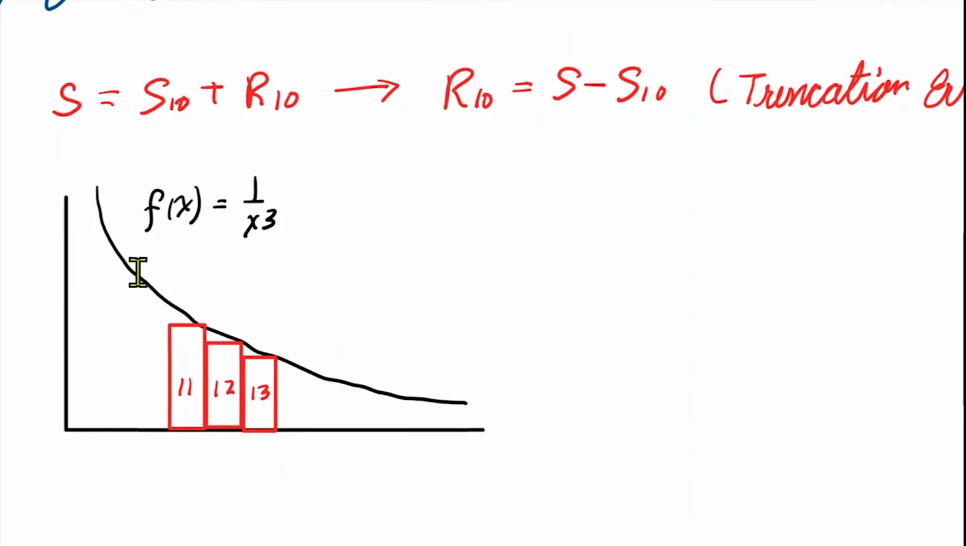Good. Each of these is represented with our a_n, right? This is 1 over 11 cubed, this is 1 over 12 cubed, and this is 1 over 13 cubed, and we have to add that to eternity, which we can. So S of 10 is this part, and this is R sub 10. You know what I'm saying?